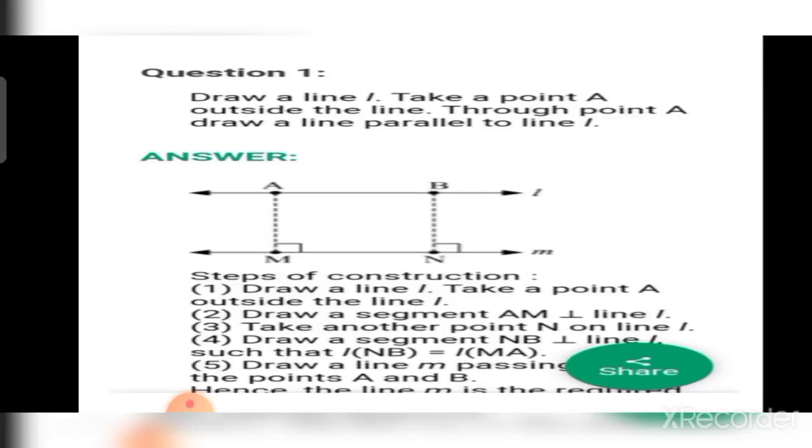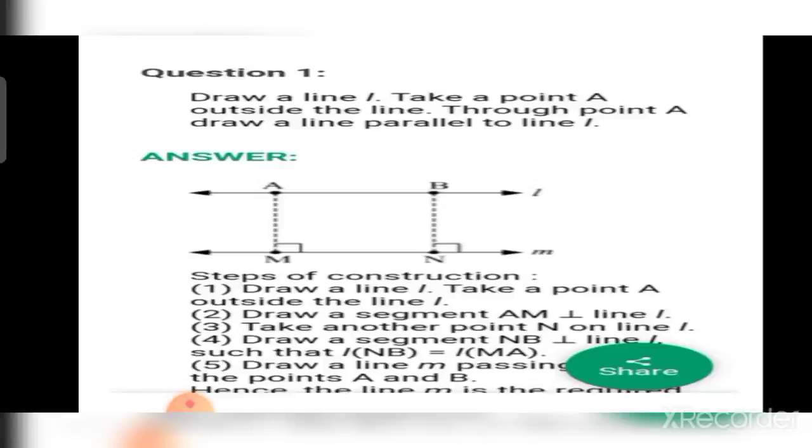Actually here there is a mistake. Instead of line L, line M should be there, and in place of line M, line L should be there. So first we will draw line L. Line M. Here in this case it is line M.